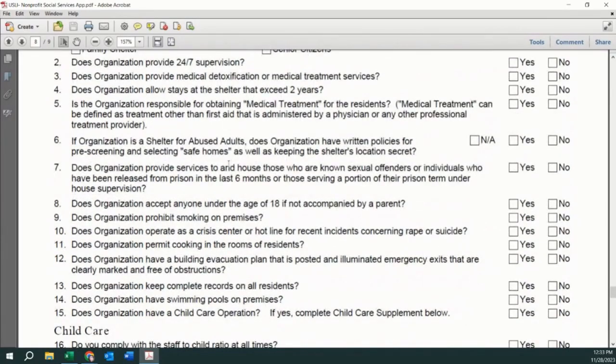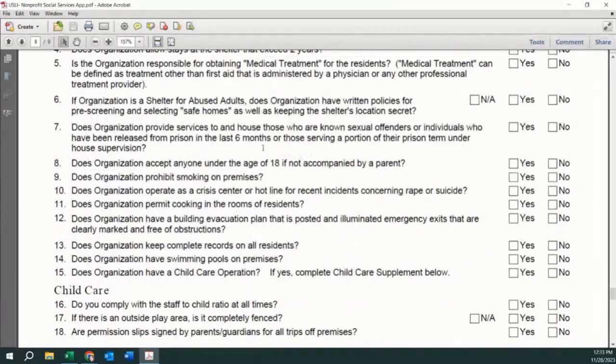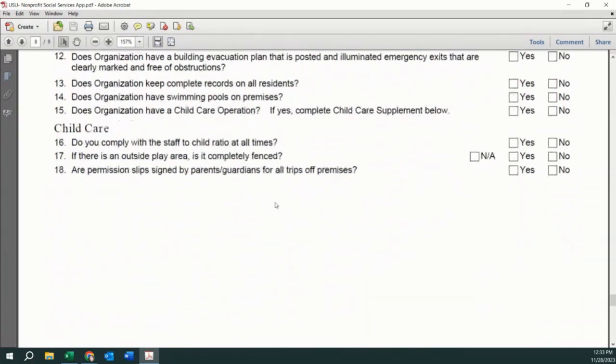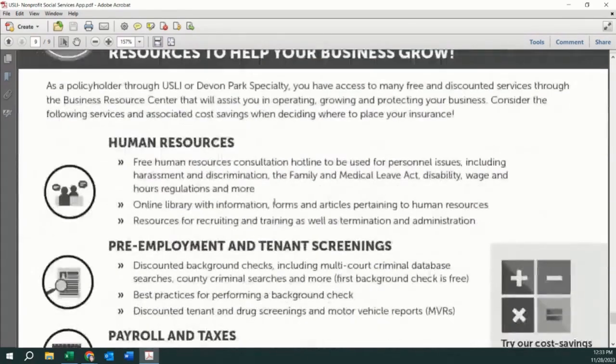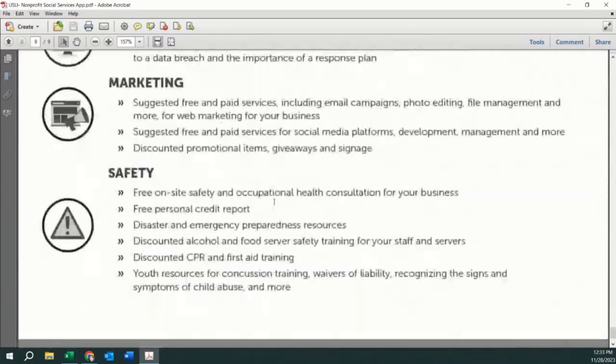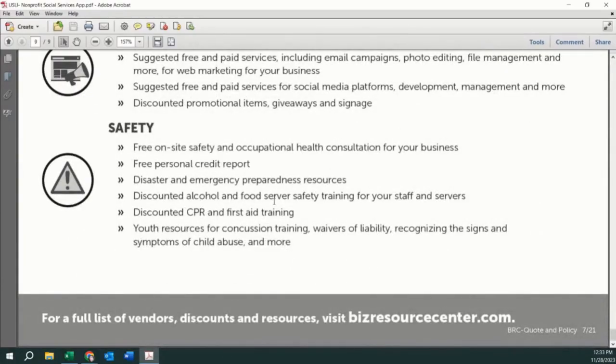So you'll just want to go ahead and read down through here. You do want to have written policies, of course. The word safe home, and keeping a shelter's location a secret, that could be interpreted a few different ways. So please read through all of this and then contact your SEMA insurance broker with any types of questions.